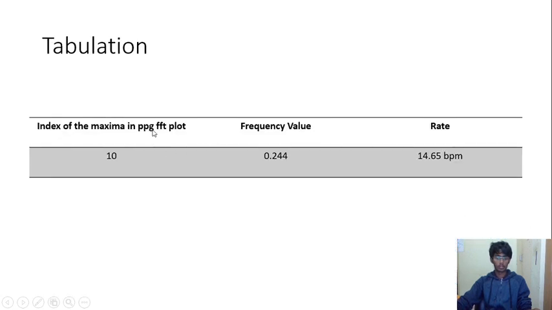Here the index that we obtained for the plot is 10, and the rate is 42.65 beats per minute. Pretty much the same as what we obtained there.